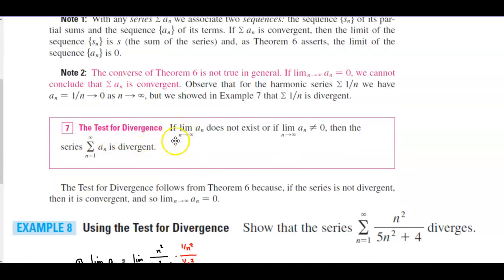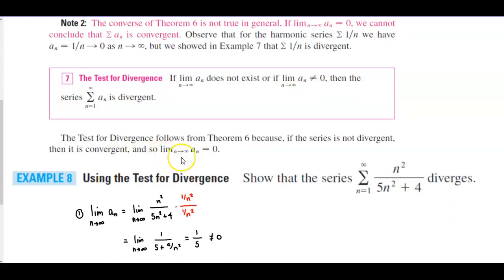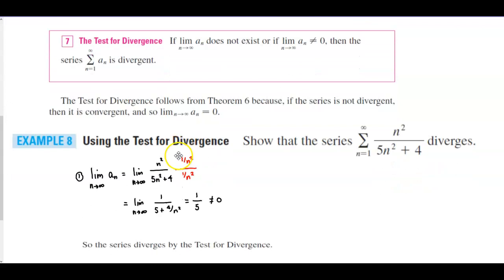If the limit of a subscript n does not exist, or if the limit does not equal 0, then the series is divergent. Now the test for divergence follows from Theorem 6 because if the series is not divergent, then it is convergent, and so the limit is going to equal 0. So in example 8, we're going to use the test for divergence. We want to show that this series diverges.